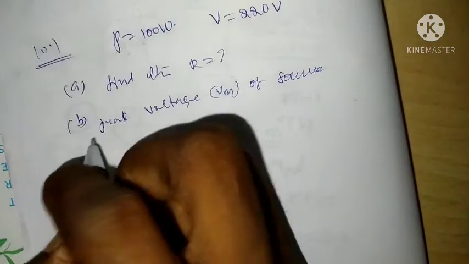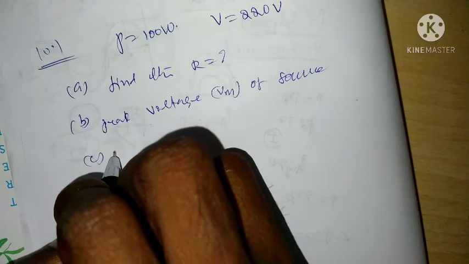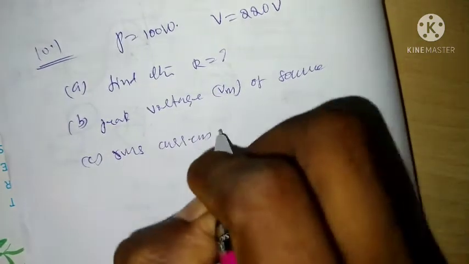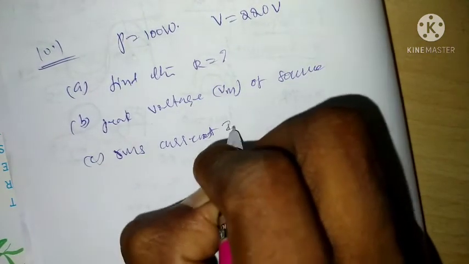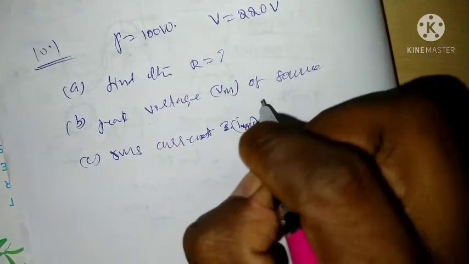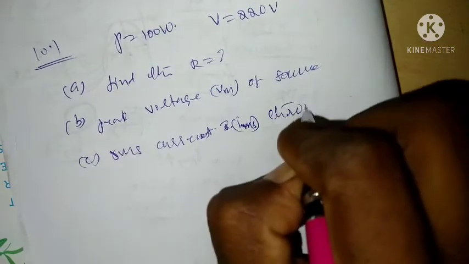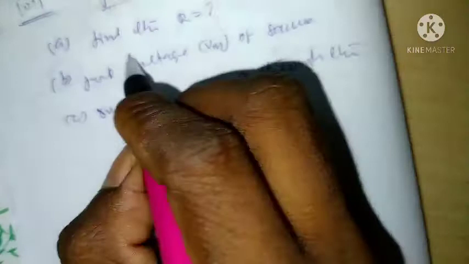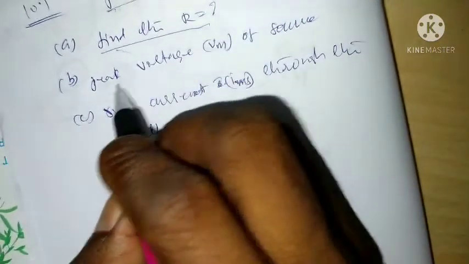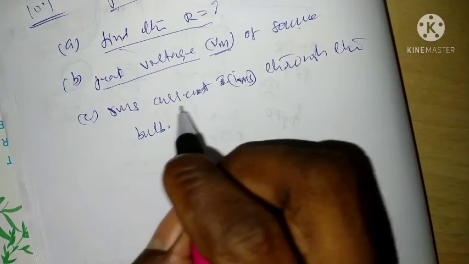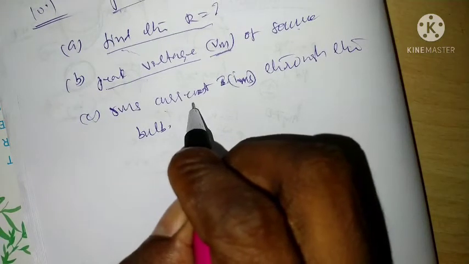Next C, the RMS current, that is Im, I RMS, through the bulb. Okay, the power is given and the voltage is given. Find the resistance of the circuit, the peak value, that is Vm, the maximum voltage of the source, and the RMS value of current through the bulb.